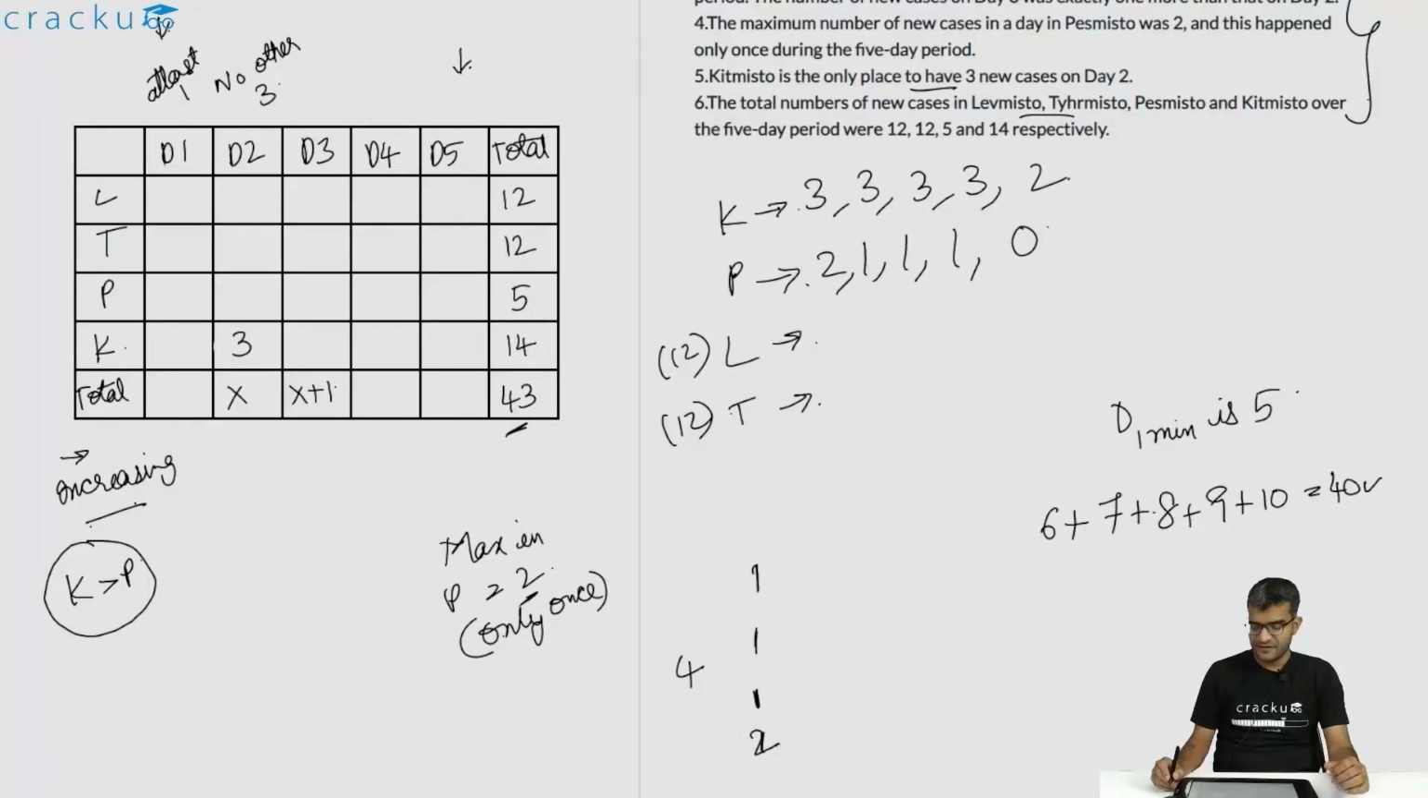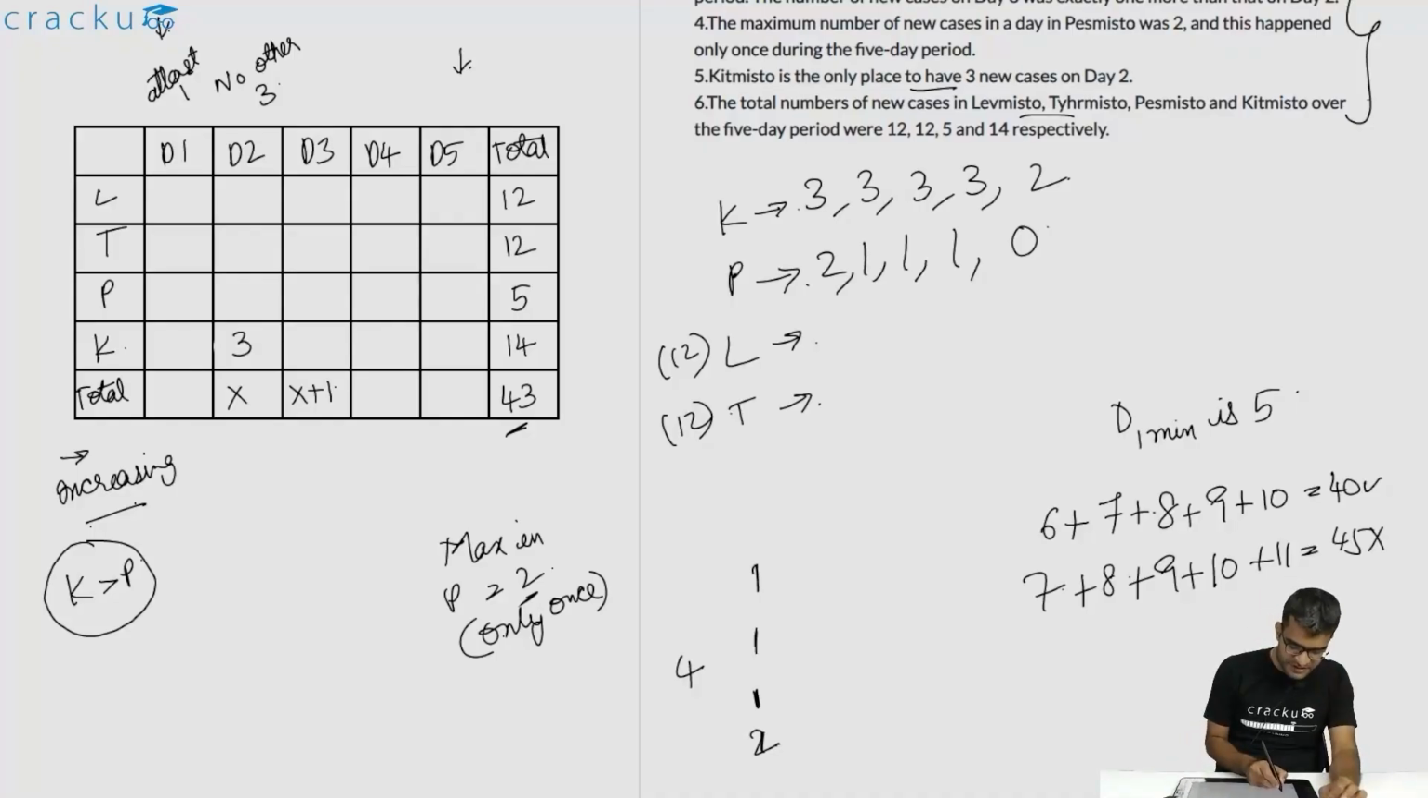What will happen if the number of cases on the first day is 7? If the number of cases on the first day is 7, the minimum number on the second day will be 8, and the minimum number on the third day will be 9. Similarly, on the fourth day it has to be 10, and on the fifth day it has to be 11. This becomes 45. This is greater than 43. So if the first day the number of cases is 7, the minimum number of cases in the city across the 5 days is 45, which is greater than 43. This would imply that on the first day the total is either 5 or 6.